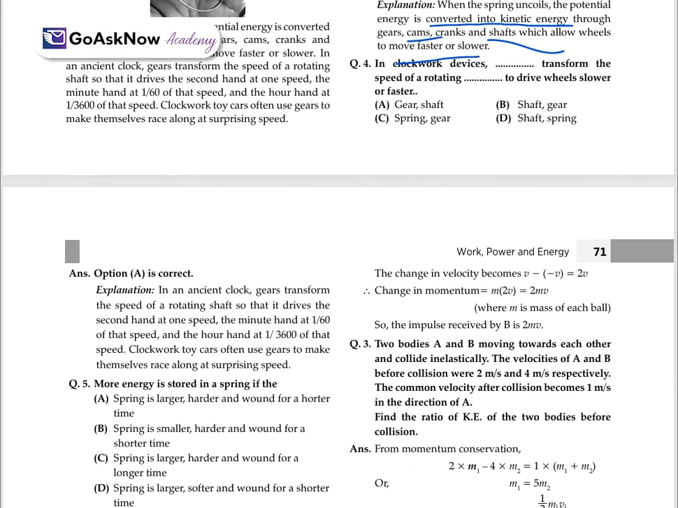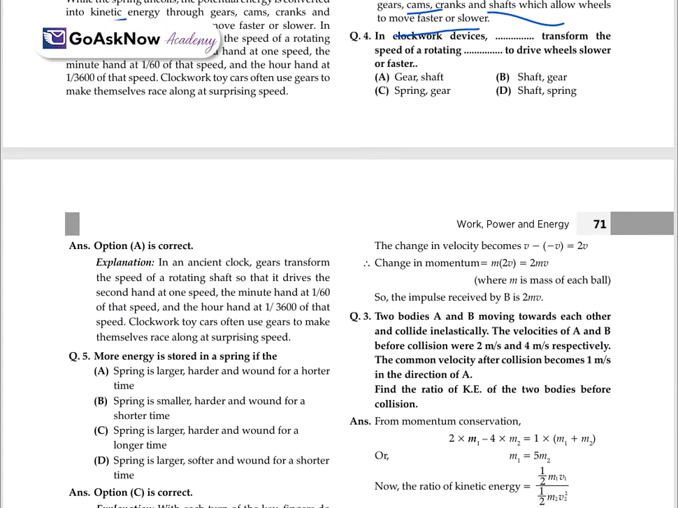So this is all about some cases. Also, let's move to the fourth one. In a clockwork device that transforms the speed of the rotating shaft to drive wheels slower or faster. In an ancient clock, gears transform the speed of the rotating shaft and drive the second hand, and the speed of the minute hand, which is 1 by 60, and the hour hand is 1 by 3600. Clockwork toys use gears to make themselves race at surprising speed.